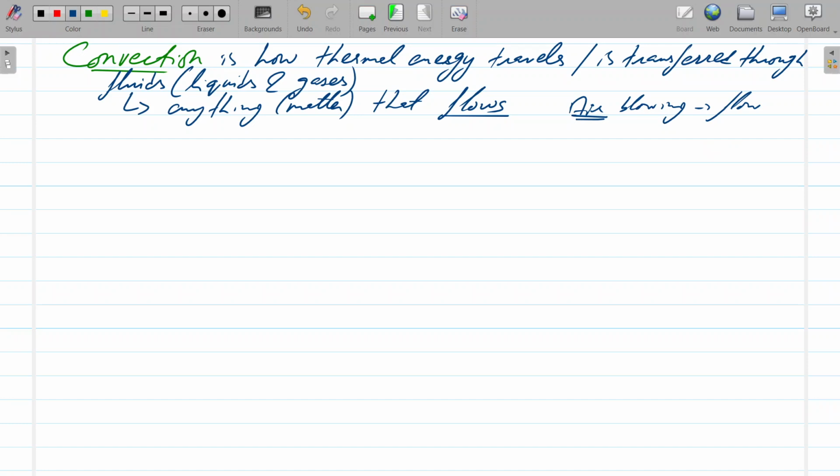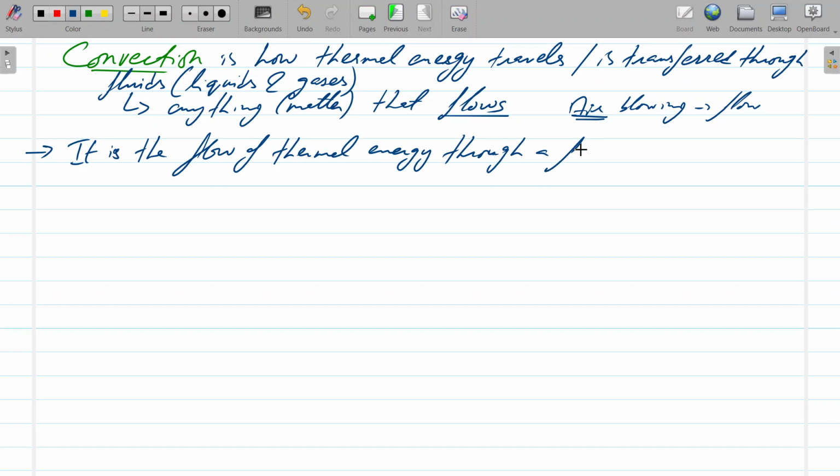Right, so it is the flow of thermal energy through a fluid, again from a region of higher temperature to a region of lower temperature.